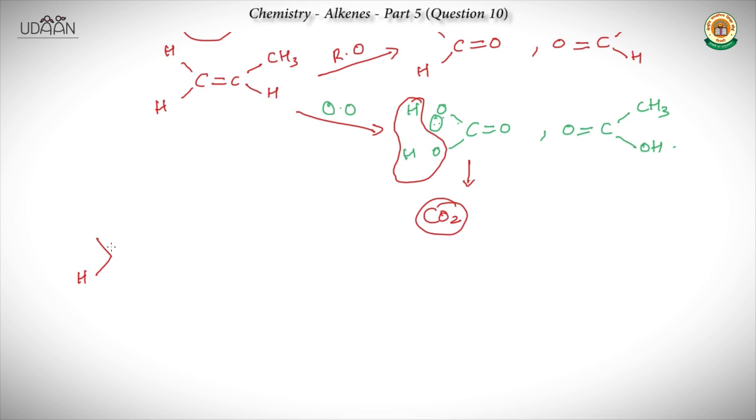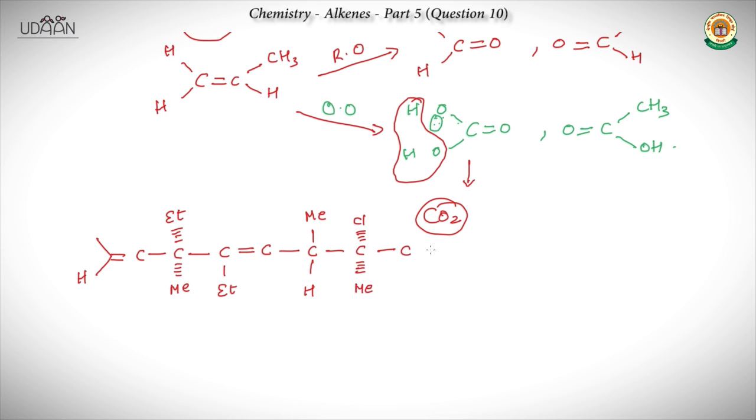You have H here, a double bond here, C here, Et here, and to this another methyl group is attached, and Et, a double bond here, C, a methyl group, hydrogen to it, Cl, Me, C double bond C, H, CH3. Now you have subjected this to reductive ozonolysis.